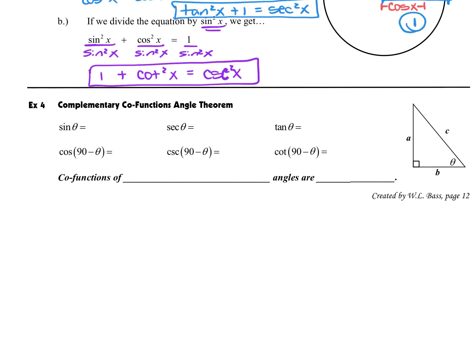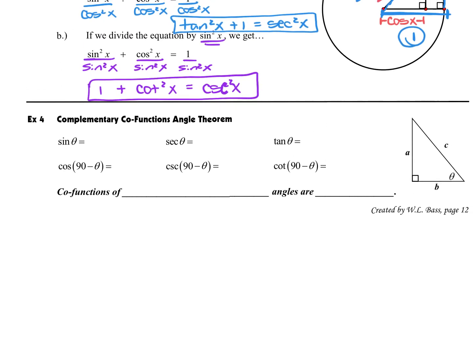The last thing that we're going to do is we're going to look at complementary co-functions, okay? And I'm going to have some practice for you guys. So I'm just going to jump to the end, and then we'll go back and see how this is actually working. Co-functions of complementary angles are going to be equal.